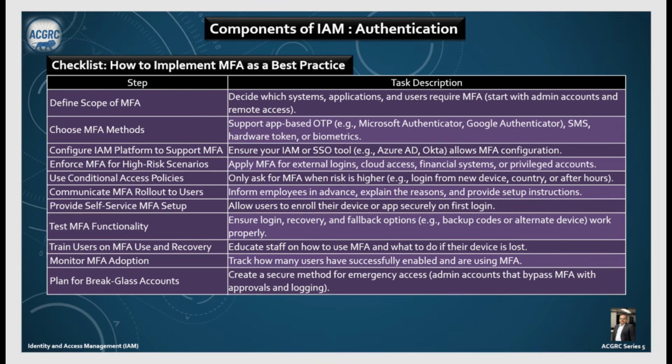Now, how do you implement MFA as a best practice? Well, you first have to decide which systems, applications and users require MFA. As a starting point, you can start with admin accounts and remote access. But you have to decide which ones within your system you want to enable MFA for. The app should support OTP or SMS, hardware token or biometrics. You need to ensure your IAM or SSO tools allow MFA configurations.